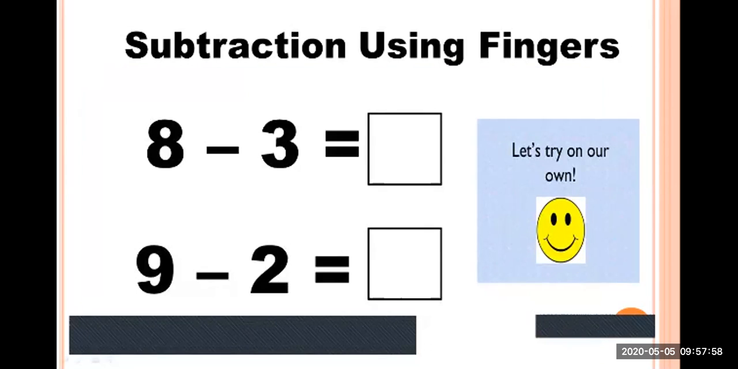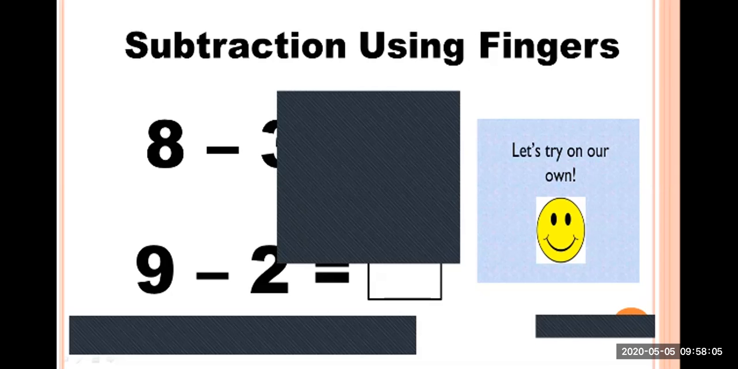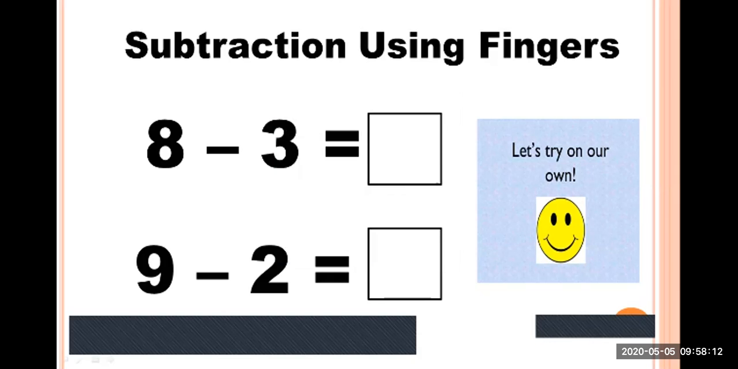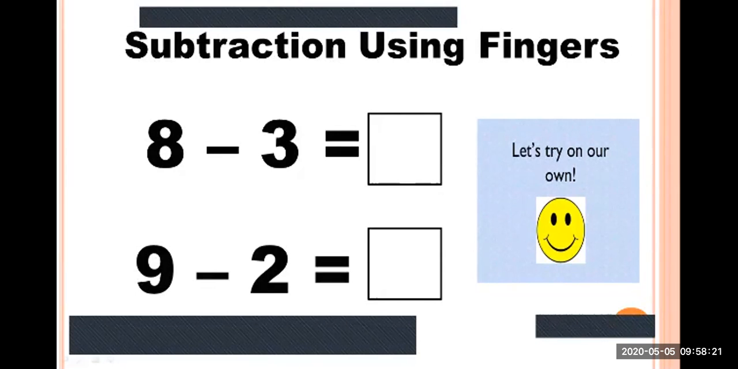So our next, there's another quiz, so you have to do this using your fingers. For this, I'll ask somebody amongst you again. Abdul Rahman, here is the first question. 8 minus 3 is equal to dash. So you have to do it using your fingers. Raise up 8 fingers. Then put down 3. Raise up your 8 fingers.